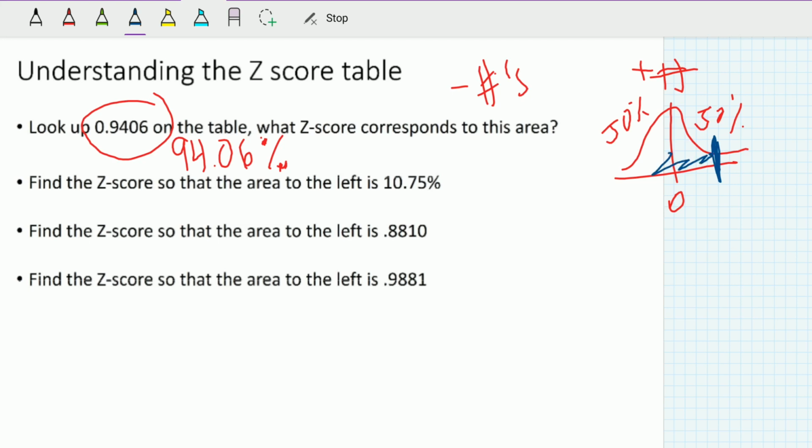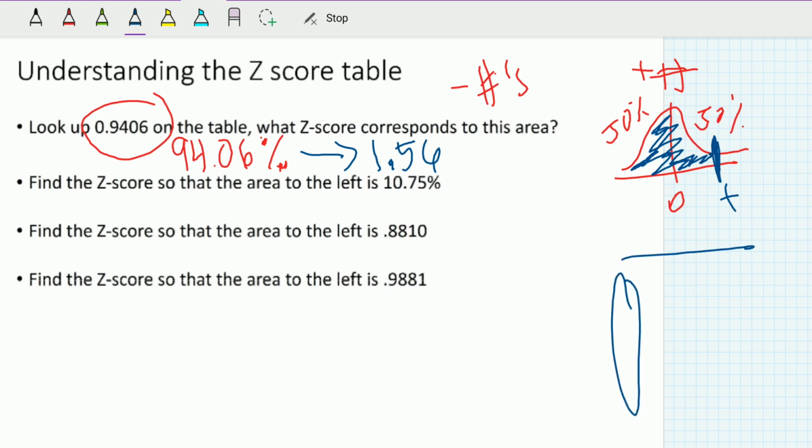So that means this here would be the 94%. So you're obviously looking for a positive z-score, just looking for those little shortcuts. Once you look through the z-score table, I believe that it should be 1.56. Now remember, the z-score table has two different sets that you need to look at: the numbers on the left side and the numbers on the top.